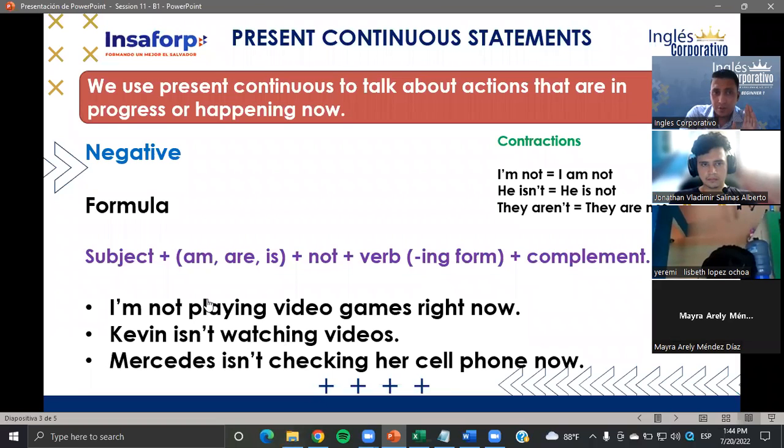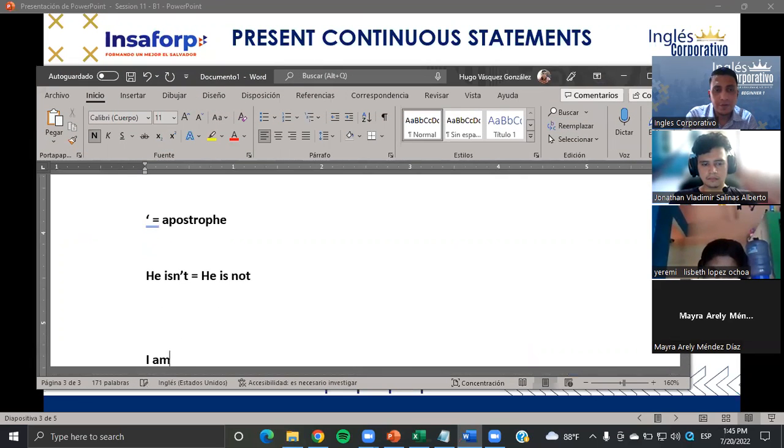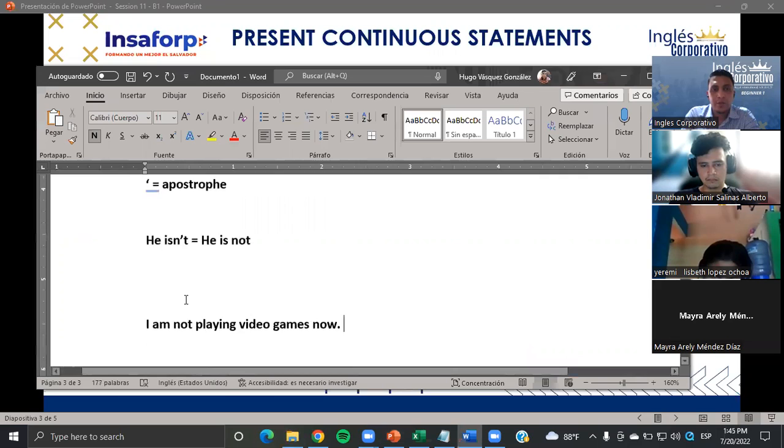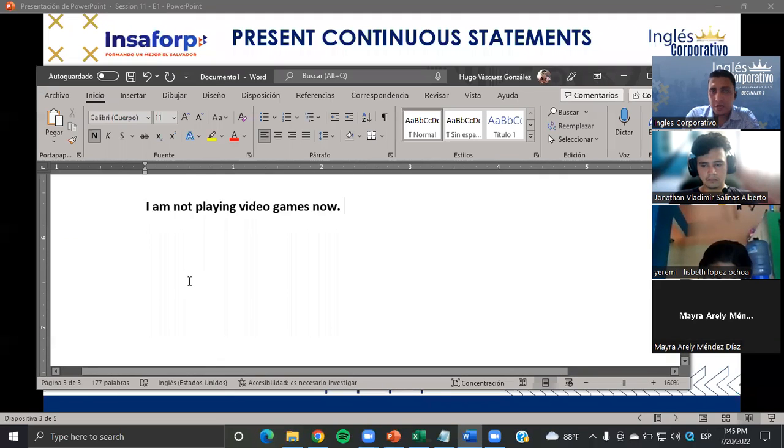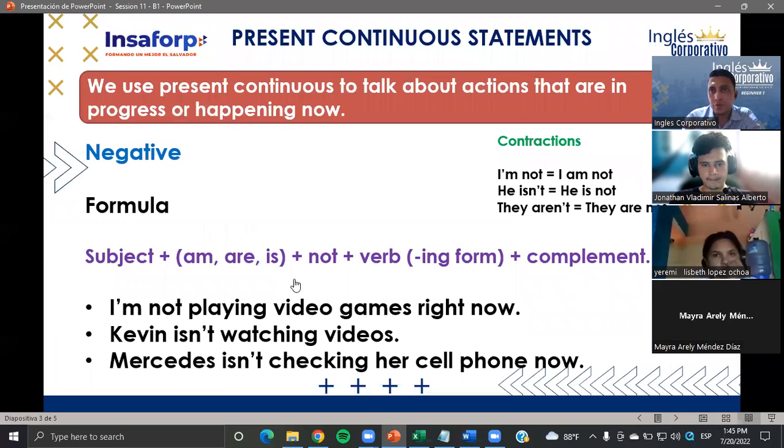As you can see, over here with the negative form, we can use contractions, right? Or if I want to use long forms, I can say, I am not playing video games now. This is a long form. Esa sería la forma larga, ¿verdad? Or we use contractions. We use the short form. De una forma corta.